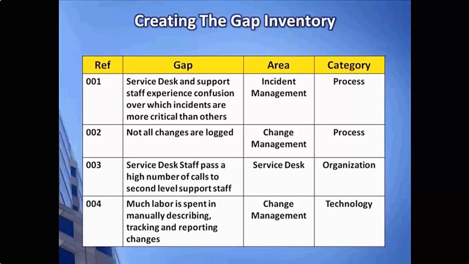The category column then identifies a major pillar that is associated with the finding. Remember, our pillars are one of four areas: process, technology, organization, and governance. For the incident management example we just mentioned, we feel that the solution for the staff experience and confusion will probably come through some kind of process solution. So we put process in that column for that row.